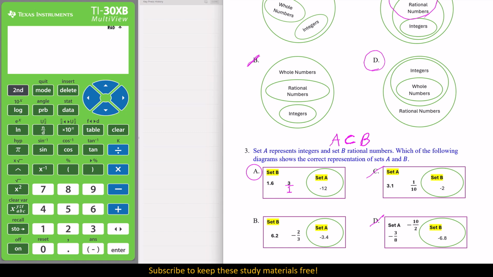B, I don't agree because of this value. This is incorrect. This is not an integer. So B does not fit the definition of integers. All right, let's move on.